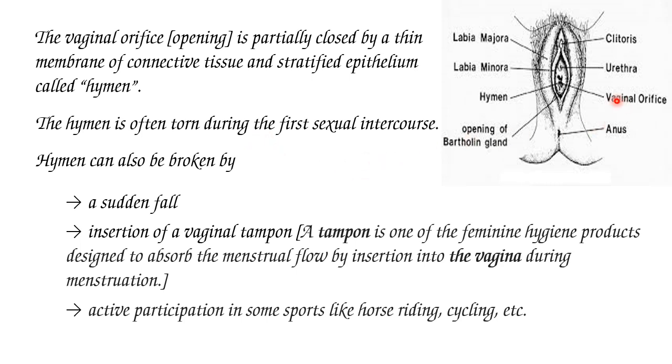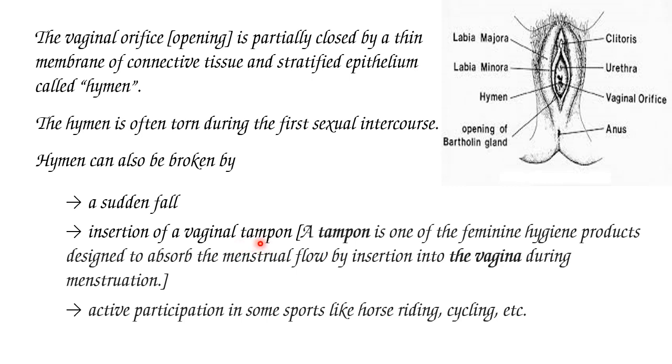So the vaginal orifice or maybe vaginal opening is covered with a connective tissue or maybe stratified epithelium. That membrane is called the hymen. This membrane is torn during the first sexual intercourse, and this hymen can also be broken without sexual intercourse. It is also broken due to sudden fall or due to participation in some sports like horse riding, cycling, etc. And also it is torn due to insertion of a vaginal tampon.